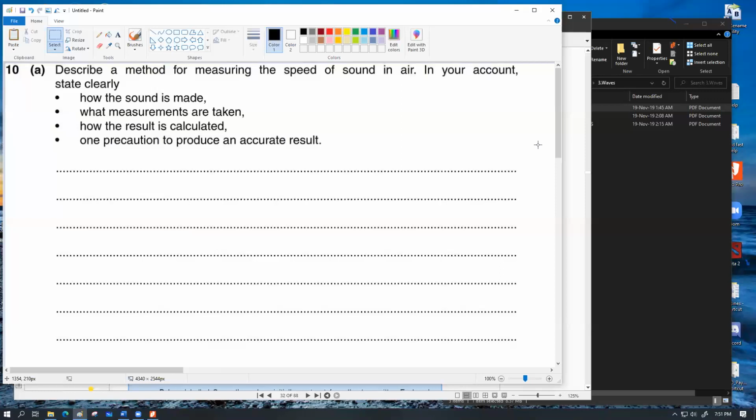What I'm trying to say is that we are not going to do the experiment with one single person, because making the clap and measuring the sound is not possible for a single person. So one student should make the sound, another student should be measuring the time. That is one precaution. Or you can write that the number of times we count for the sound to move back and forth from the source to the reflector should be quite large, because the bigger the number of repetitions, the more accurate your average result is going to be.